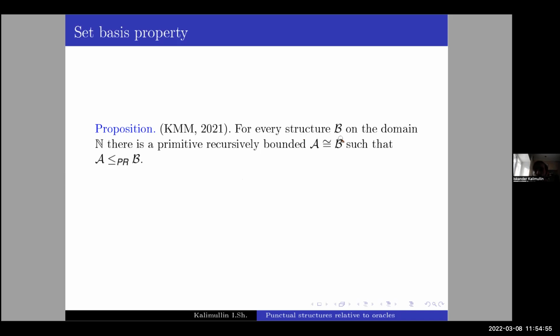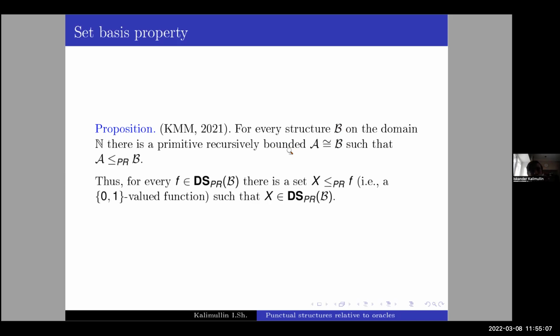So in fact, we can go from every possible structure to a recursively bounded structure. And because if a function is primitively recursively bounded, then the function is PR equivalent to its graph, this punctual degree spectrum is based on sets, not on functions. Below any element of the degree spectrum, we can fix some set, so it is a 0,1 valued function which also belongs to the degree spectrum. I will call this property the set basis property, just for future reference.